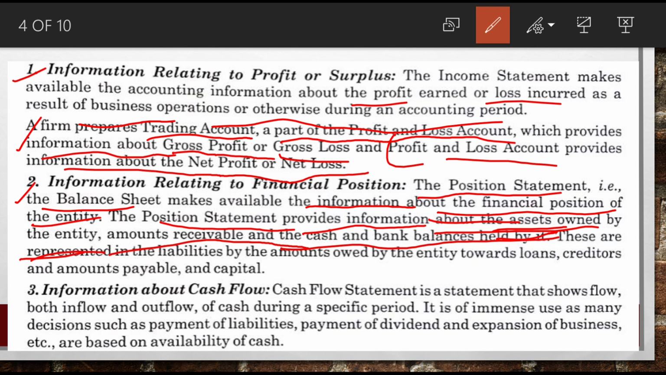What information do we get from the liability side? This balance sheet also represents the liabilities: the amounts owed by the entity towards loans, creditors, amounts payable, and capital. From the liability side we get information about the total capital. Capital means the total amount invested by the owner. At the business starting time, the money the owner invested is called capital.